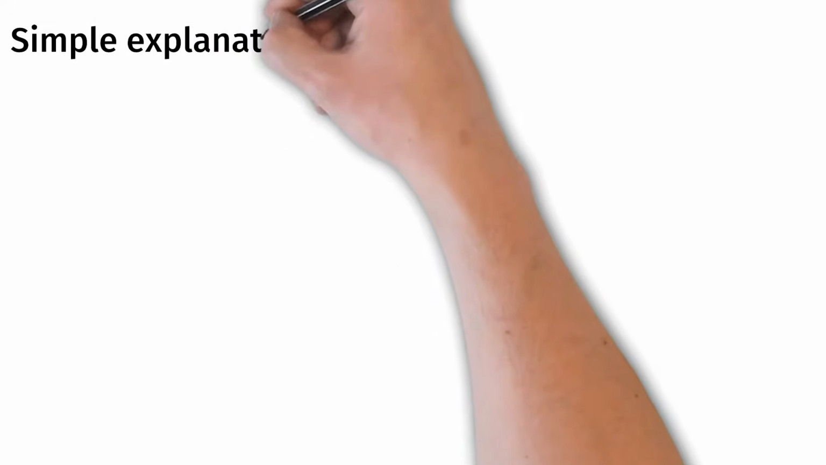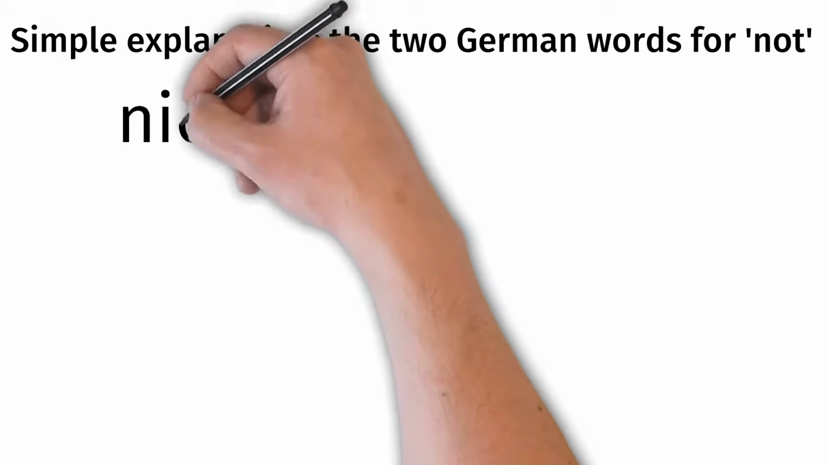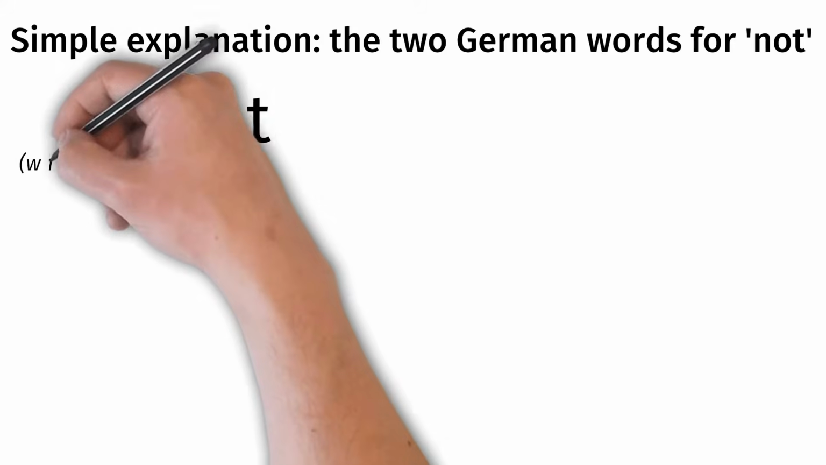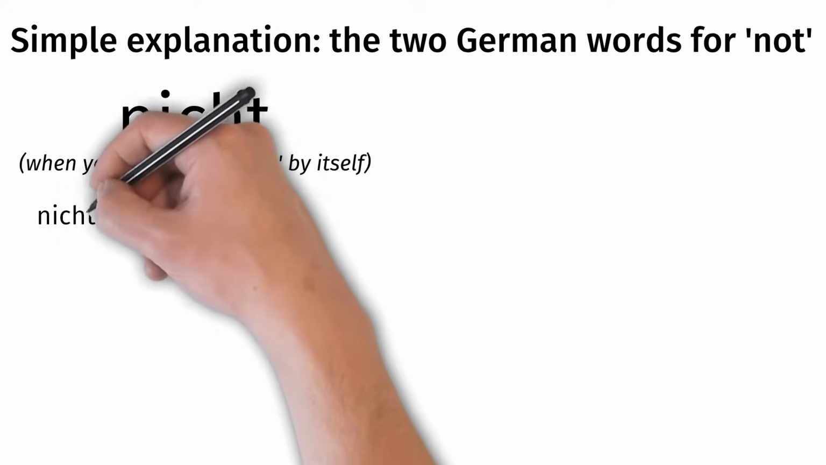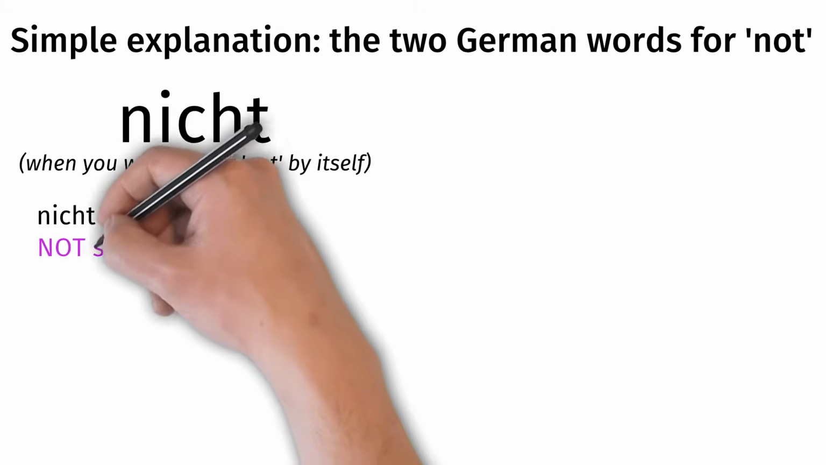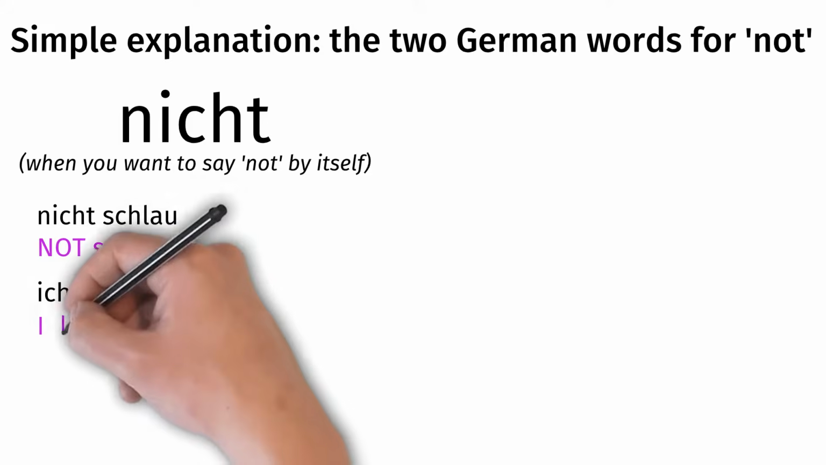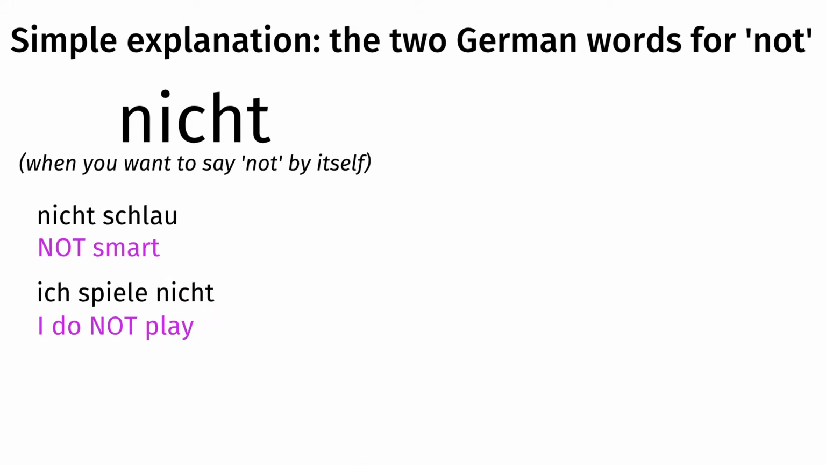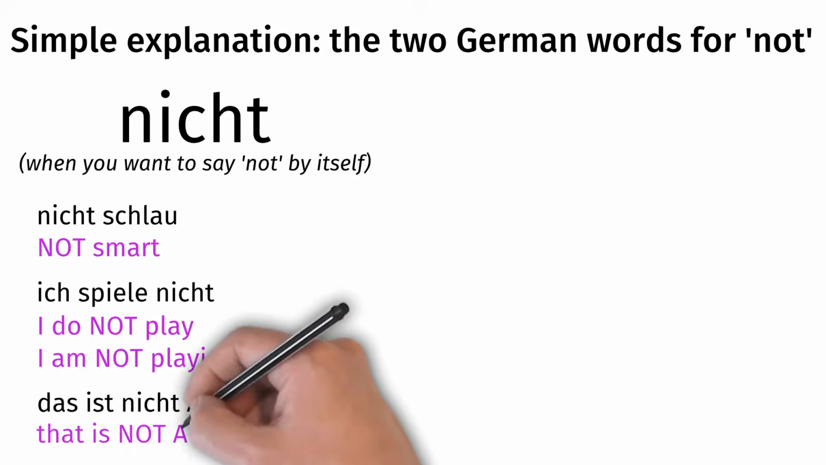So after a bit of context, here's the simple explanation, the two German words for not. The first one and the most obvious one is nicht. You use this when you want to say not by itself. For example, nicht schlau, not smart. Or ich spiele nicht, I do not play, I am not playing. Or das ist nicht Anna, that is not Anna.